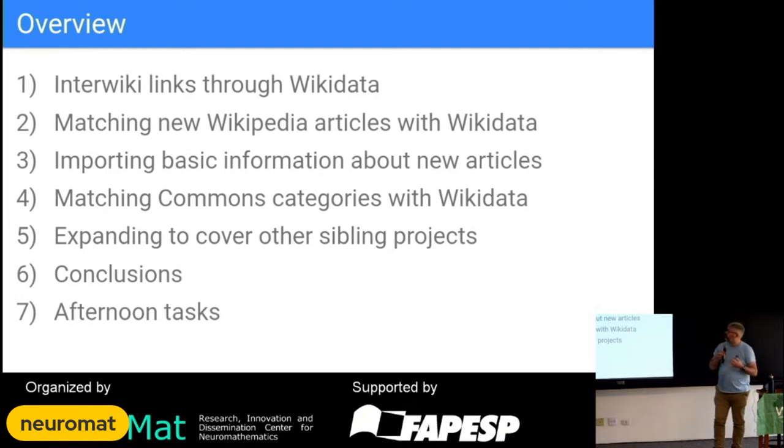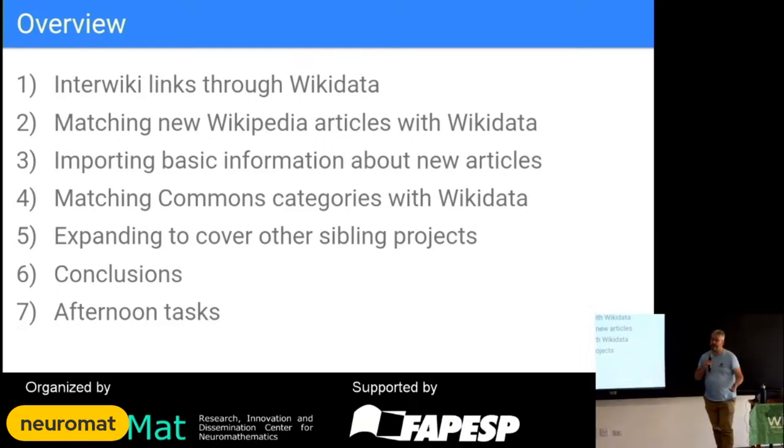Another aspect I've been spending a lot of time working on is matching Commons categories with Wikidata as well. So not just Wikipedia, but also all of the different Wikimedia projects. Mostly I've been focusing on that on Wikipedia, but there's the open question of how to expand that to cover other sibling projects or sister projects. I don't like the word sister projects because it's gendered, so I tend to use sibling projects now.